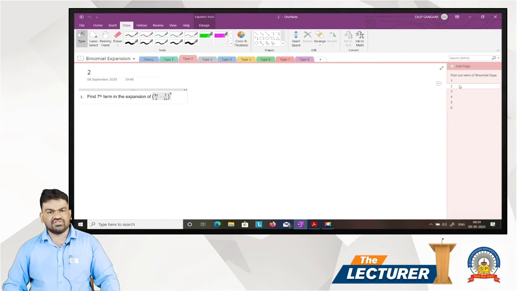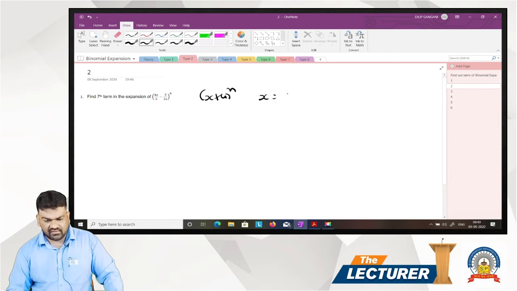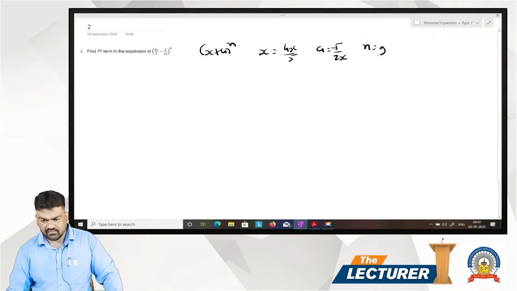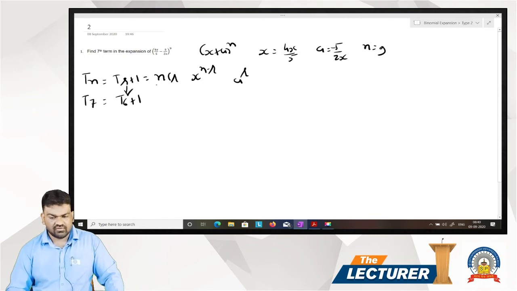Find the seventh term in the expansion of x plus a raised to n. What is x? x is equal to 4x by 5. What is a? a is minus 5 divided by 2x. What is n? n is equal to 9. Tn is equal to T(r+1) equals nCr x raised to n minus r, a raised to r. We have to find T7. How do we get 7? It is 6 plus 1, so r is equal to 6.